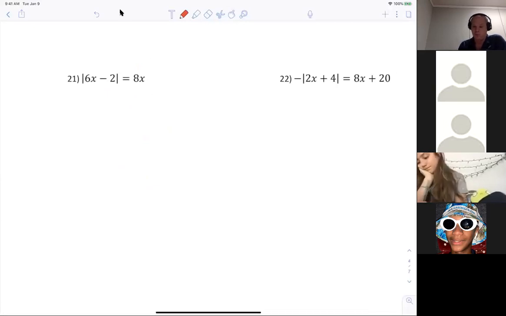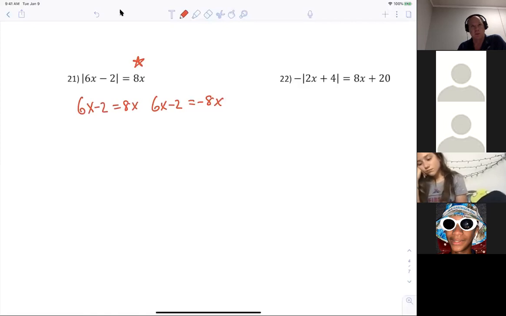21. So now we say 6x minus 2 equals 8x, and 6x minus 2 equals negative 8x. Now again, remember you've got a variable on the right side that's outside the absolute value, so we have to be careful. When we solve this, we get negative 2 is equal to 2x, so x equals negative 1. Once again, if I plug negative 1 in for x, you'll have an absolute value equal to a negative. So I know right off the bat, that's no solution, the extraneous solution.